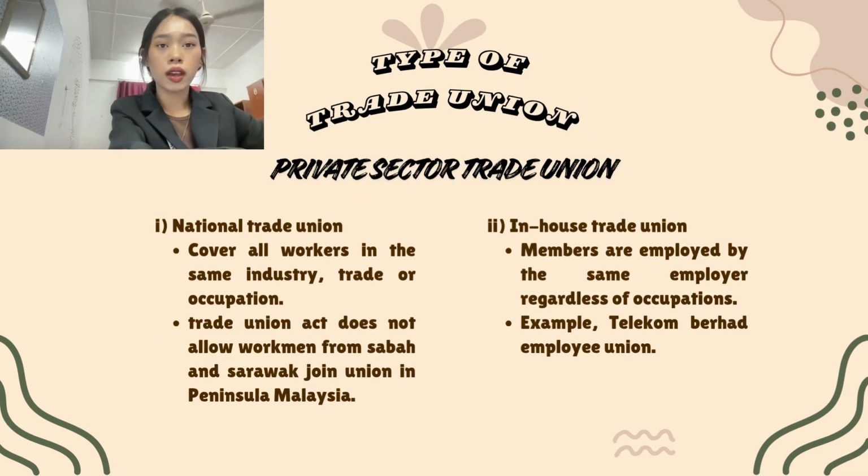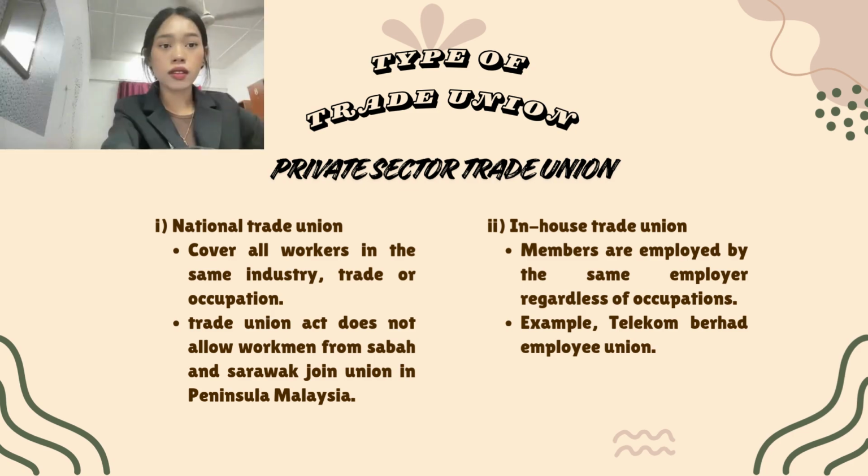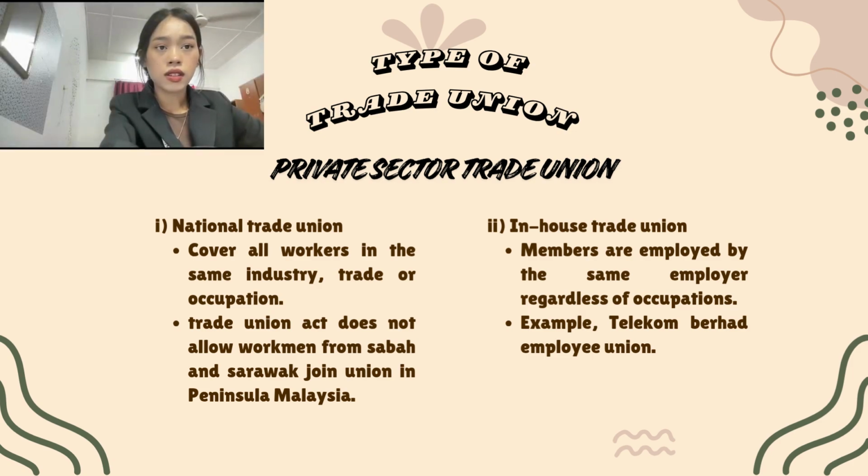There are two types of private sector union. First is national trade unions. It covers all workers in the same industry, trade and sections. This is because trade unions do not allow workmen from Sabah and Sarawak to join unions in Peninsula Malaysia. Second is in-house trade unions. Members are employed by the same employer regardless of sections. Example, Telecom Berhad employees union.